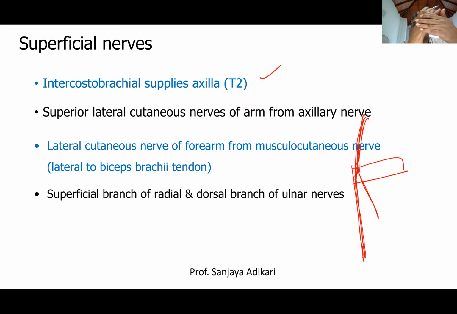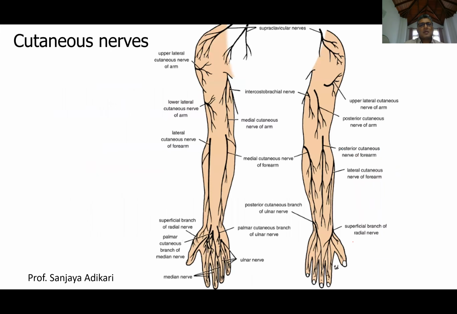Then the ulnar nerve also gives the posterior branch, which is called the dorsal branch of the ulnar nerve, which supplies the dorsum of the hand on the ulnar side. So with that, we will discuss some of the important cutaneous nerves. We will see them in this diagram.